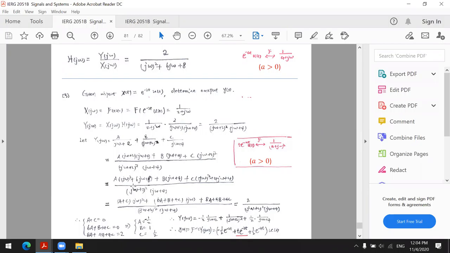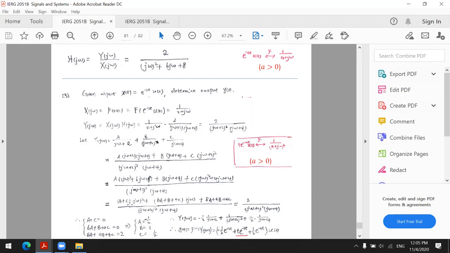And then for A and C, we need to expand the second order polynomials. So (jω+2)(jω+4): jω squared, 2 plus 4 is 6jω, 2 times 4 is 8 as the constant term. For C, (jω+2) squared: jω squared, 4jω plus 4. Just expand the complete square.